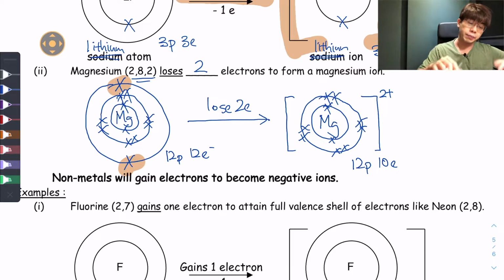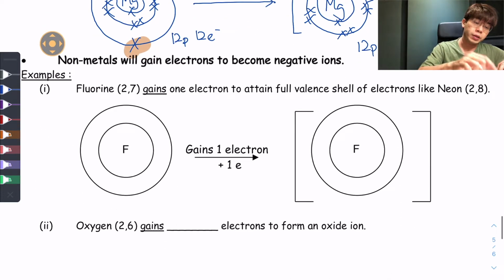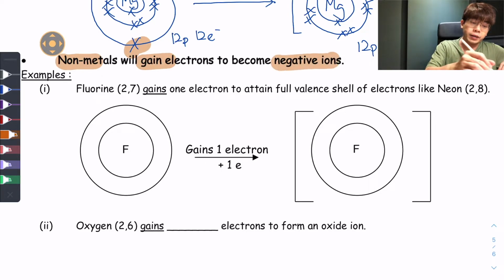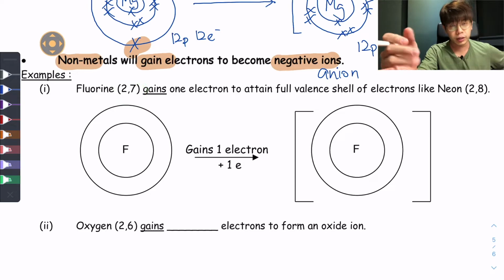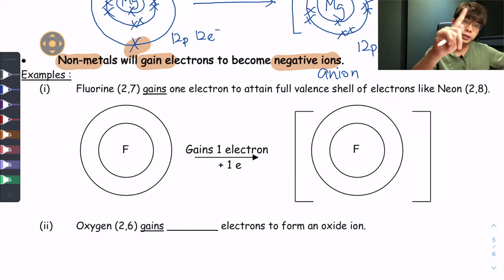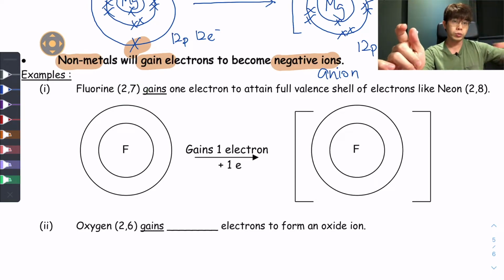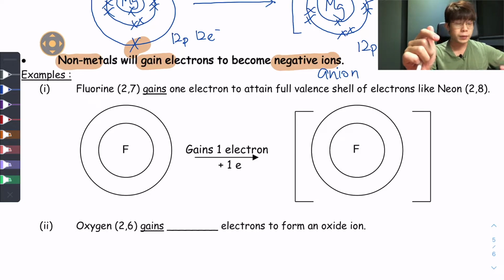So there are the metals. What about non-metals? Non-metals instead will gain electrons to become negative ions, and another name for negative ions is anion. Why do they gain electrons? Let's look at fluorine. Fluorine has an electronic configuration of 2.7. In order for fluorine to get a full valence shell, it either gains 1 electron or loses 7 electrons. Gaining 1 electron is definitely much easier.